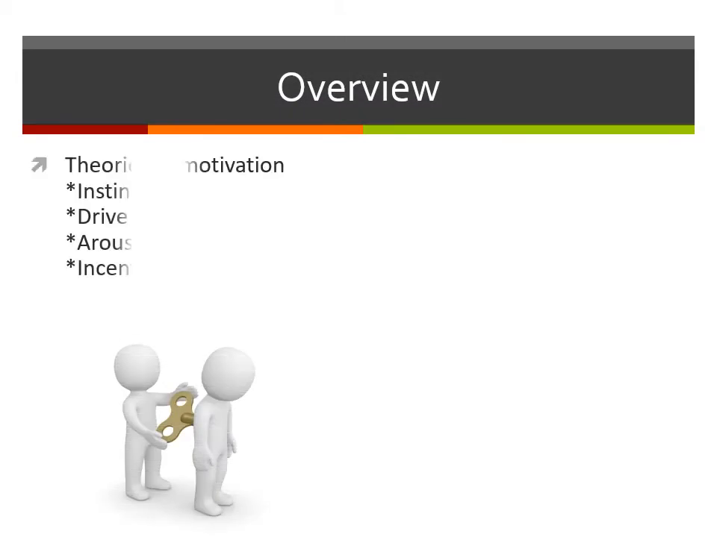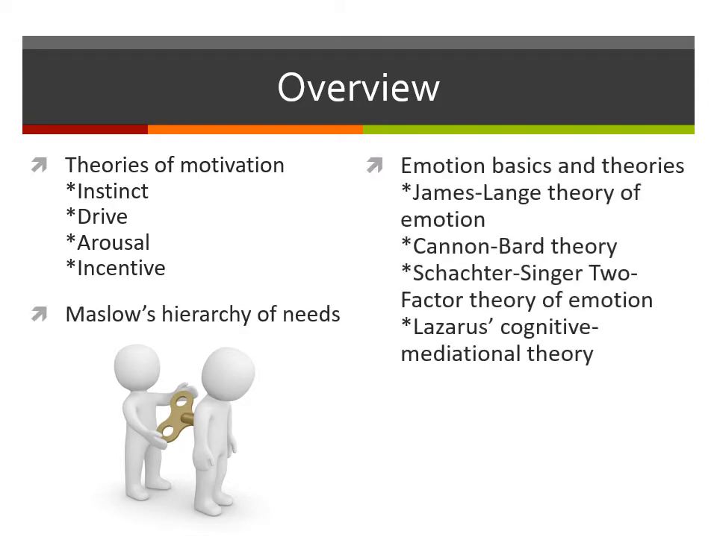Quick overview of what we'll be talking about. We've got a few different theories of motivation. We've got Maslow's hierarchy of needs. We've got some different theories of emotion. So theories of motivation, theories of emotion, and we're going to talk about expressing emotions.